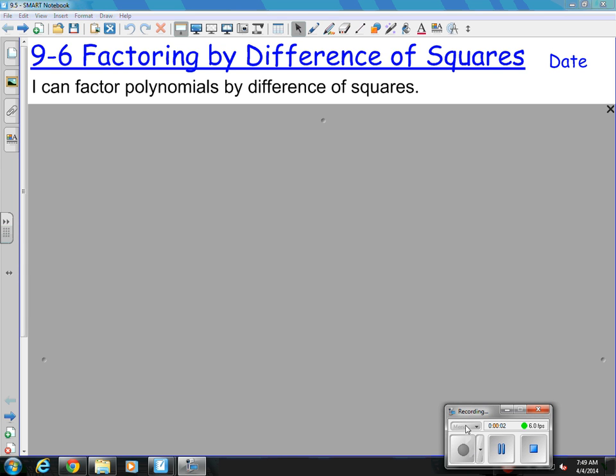Welcome to video lesson 9.6, factoring difference of squares. Go ahead and put today's date in the top right hand corner. And our target for today is that I can factor polynomials by difference of squares.